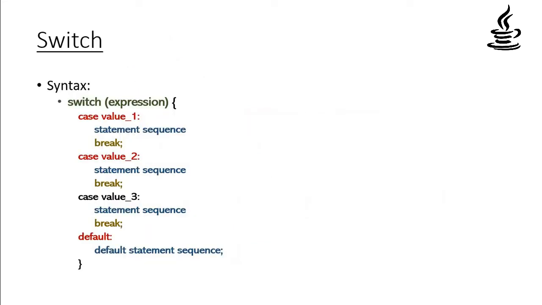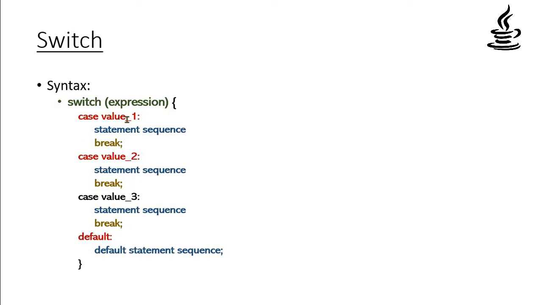So the general syntax of the switch statement is, we first write the switch keyword followed by the expression followed by the curly braces, and afterward we will define the different case values. So for example, here we have defined three case values, and if none of these case values are true, then we will execute the default values of our sequence.